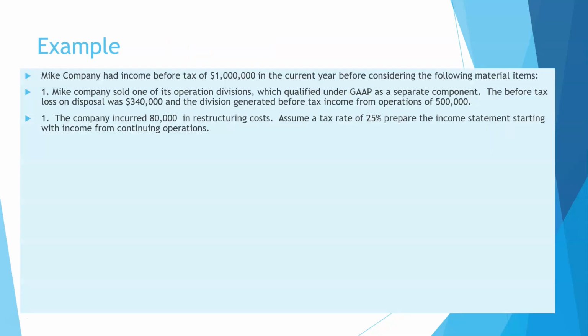Now let's take a look at an example. Mike had income for the year of $1 million. The company sold one of its operating divisions, which qualified under GAAP as a separate component, which means it would be a discontinued operation. The before-tax loss on disposal was $340, and the division generated before-tax income of $500. The company also incurred $8,000 in restructuring costs.